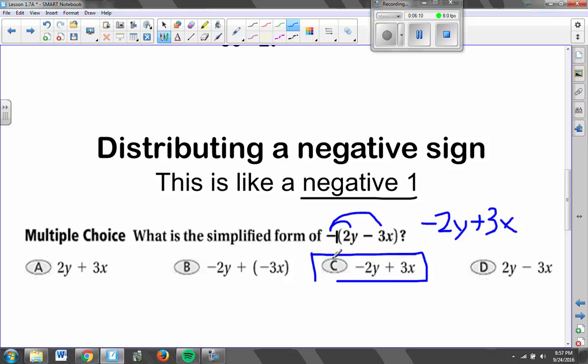Okay. So distributing a negative is like distributing a negative 1. So just pretend there's a negative 1 there. You can even write it out if you want to. Put a negative 1 in there for a negative sign and then distribute like normal. Okay.